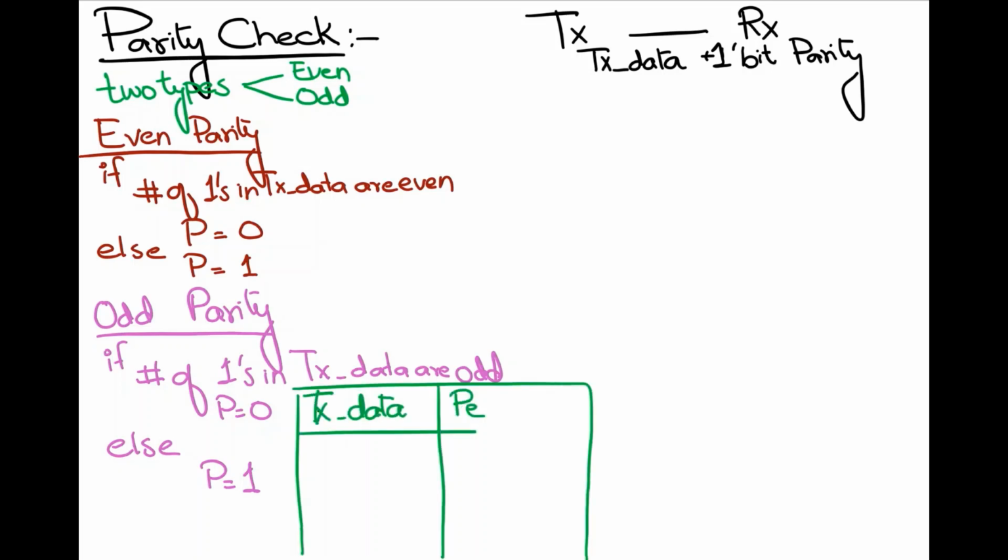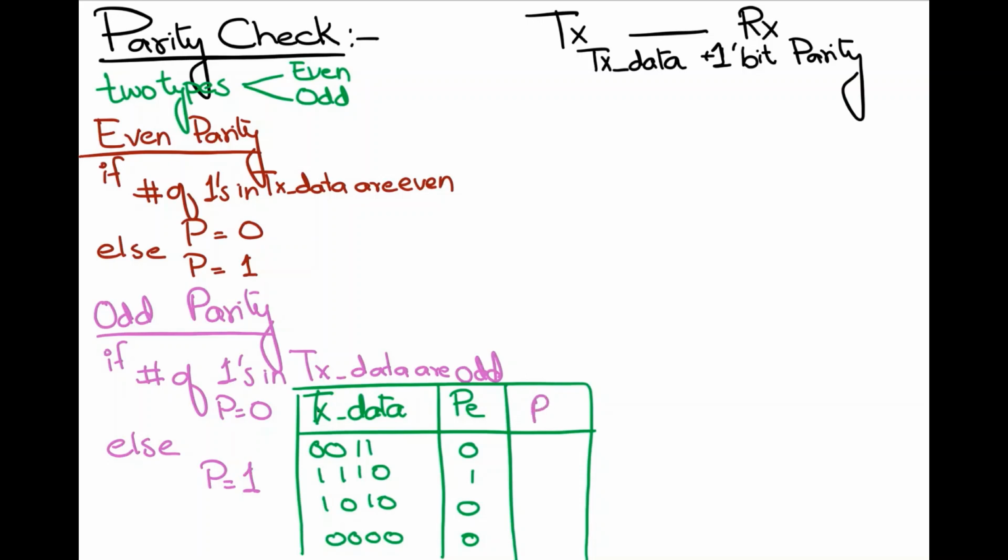Let's consider some examples. If transmitted data is 0011, even parity is calculated as 0 because there are even number of ones. If transmitted data is 110, even parity is calculated as 1 because there are odd number of ones. In case of transmitted data as 1010, even parity is calculated as 0 as there are two ones, which is even number. And in case of all zeros, the parity is 0 as 0 is also an even number.